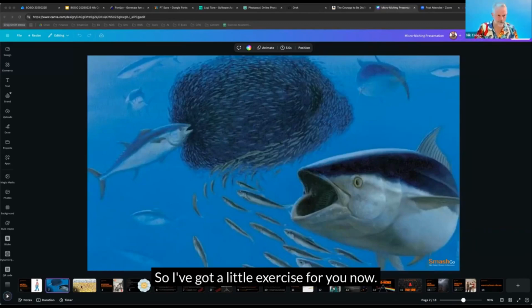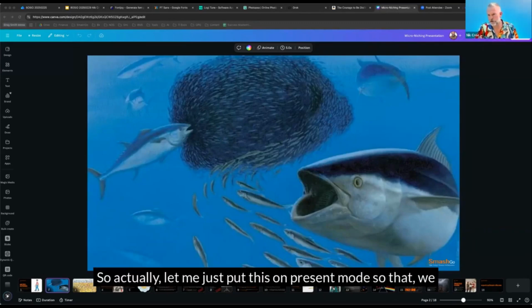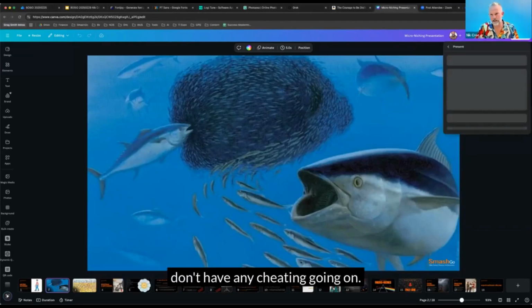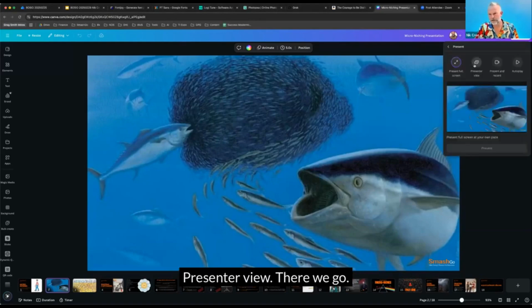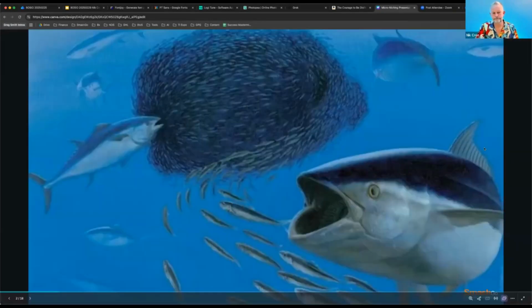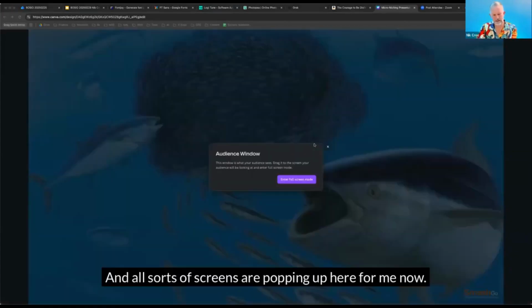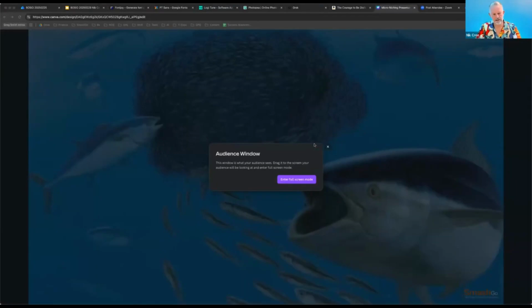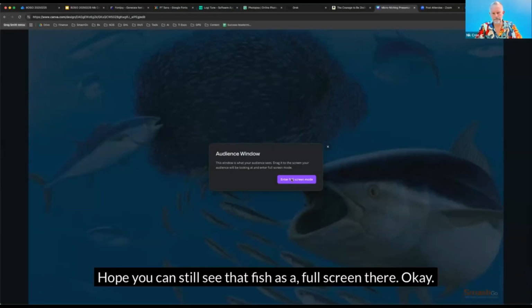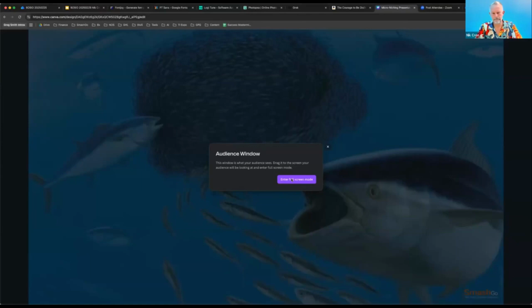All right, so I've got a little exercise for you now. Actually, let me just put this on present mode so that we don't have any cheating going on. Present a view. There we go. All sorts of screens are popping up here for me now. Enter full screen mode. All right. Hopefully you can still see that fish as a full screen there. Okay, great.